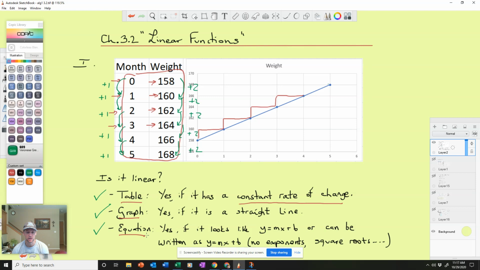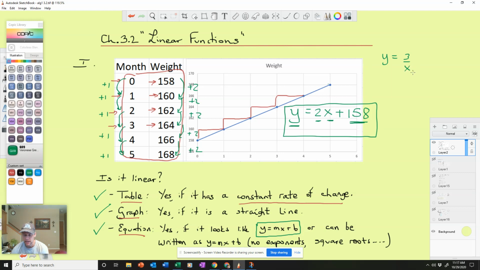And you can tell from an equation if it's linear, if the equation looks like y = mx + b, or it can be rewritten as y = mx + b. For those of you who remember from last year, perhaps you might recall that this equation is y = 2x + 158. So my weight is 2 pounds per month plus the original 158. y = mx + b. A linear equation is never going to have exponents, like it won't be x squared or square root, or it's never going to be like 3 divided by x. It's always going to be something that looks like y = mx + b. That's how you can tell if it's going to be linear.